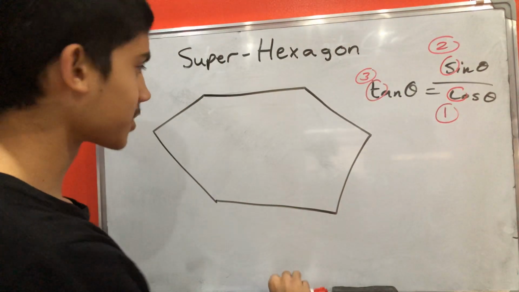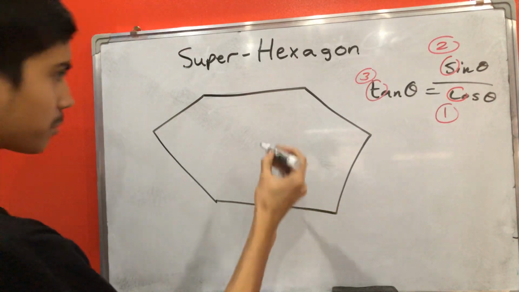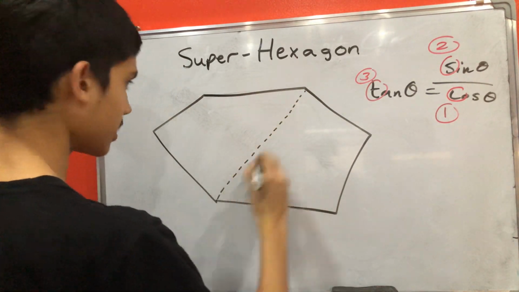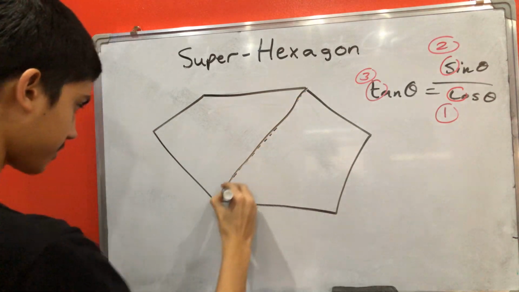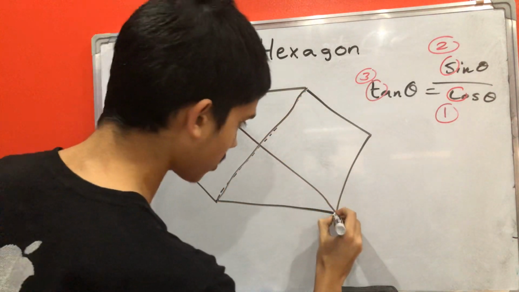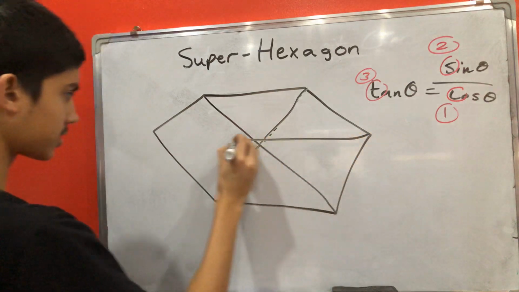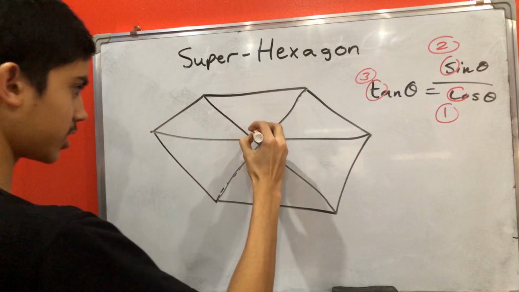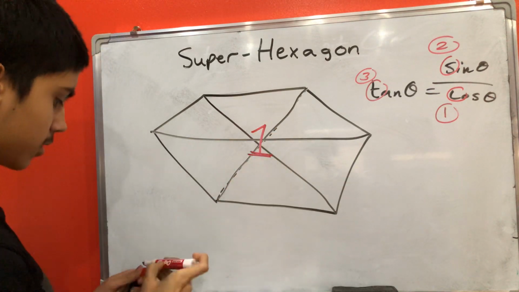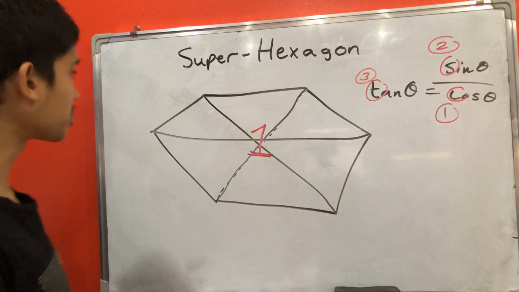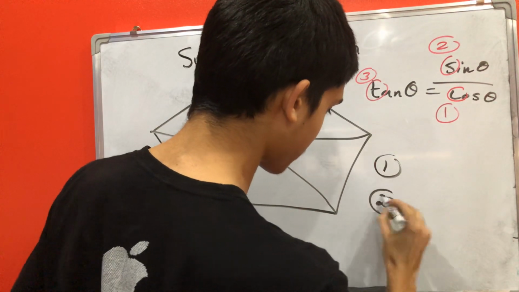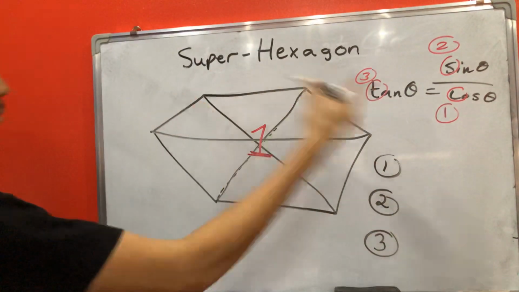Okay, so what we're going to do first, we're going to connect all the vertices. Let me just draw a line. So we're going to draw all of these lines, and we're going to draw a 1 in the middle, just like this, a 1. Okay, and there are three main identities that we can get from the super hexagon.